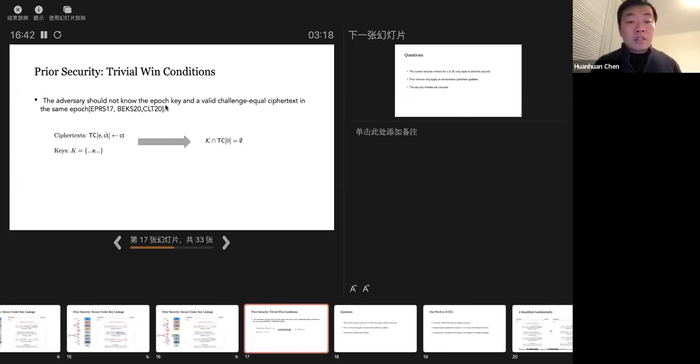So the adversary shouldn't know the epoch key and valid challenge ciphertext in the same epoch. How can we capture this? In previous papers, they use lookup tables to record all the knowledge known to the adversary, and in the end there will be a check that the intersection is an empty set.